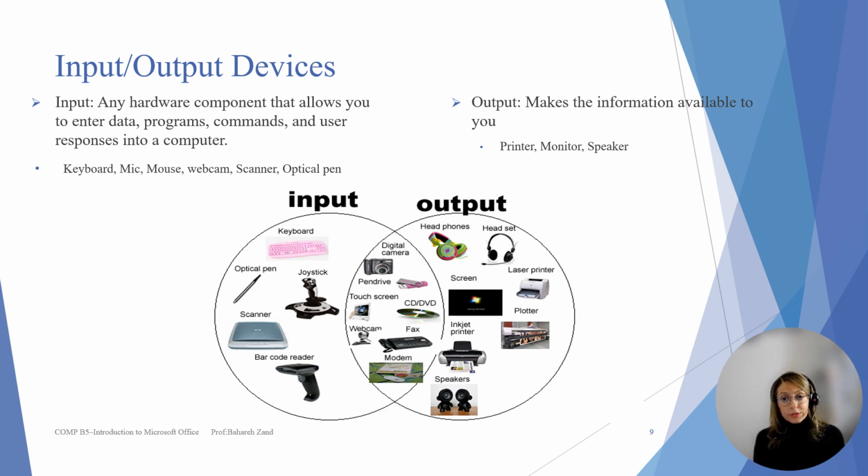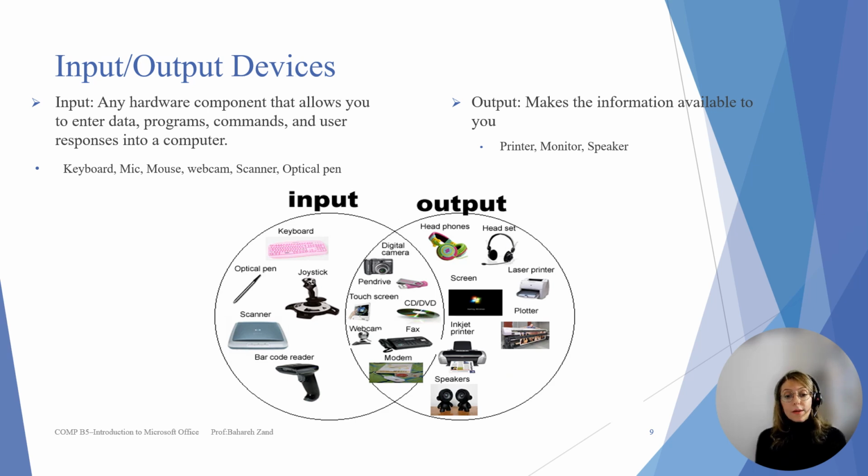What are the output devices? Any hardware component that makes information available to you. For example, a printer. Once you print something, that information is available to you. When you view something on your monitor, the monitor is an output device for you. Your speakers are output devices because they generate the audio for you and make it available to you.